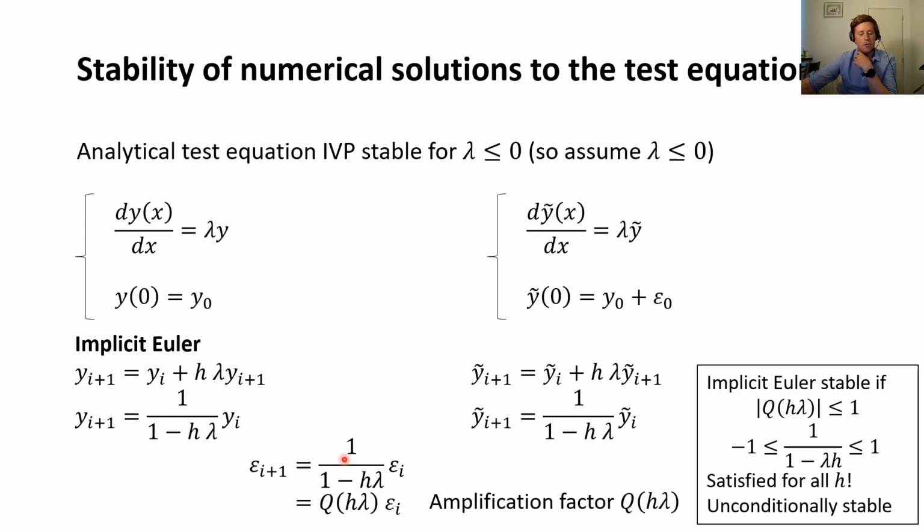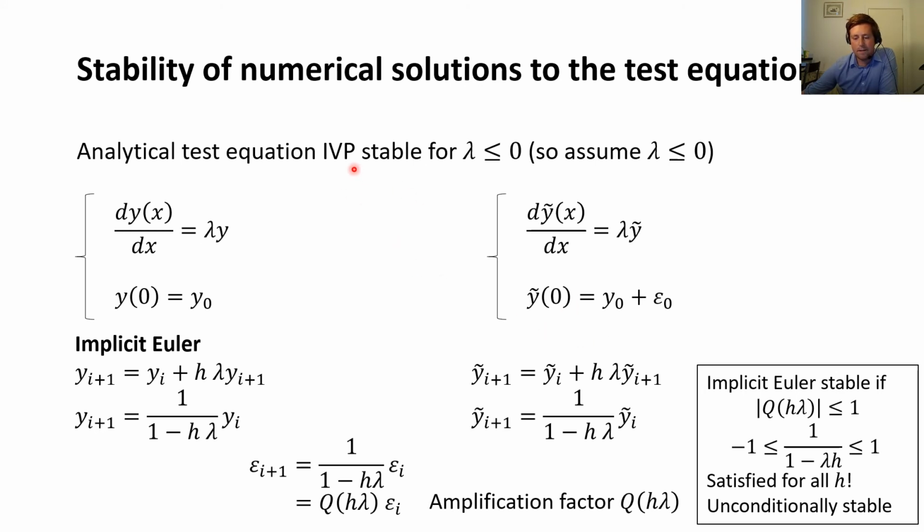Now, let's take a look at when this is stable. Similarly to explicit Euler, this is stable if the absolute value of this amplification factor is smaller than 1. So let's write this out. We plug in this expression over here, and put minus 1 smaller than the amplification factor, smaller than 1. Now we know that lambda is negative since the initial value problem is stable. That's something we defined here.